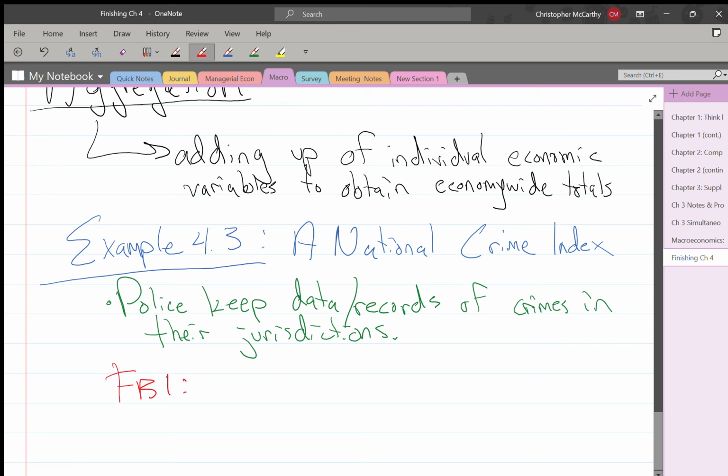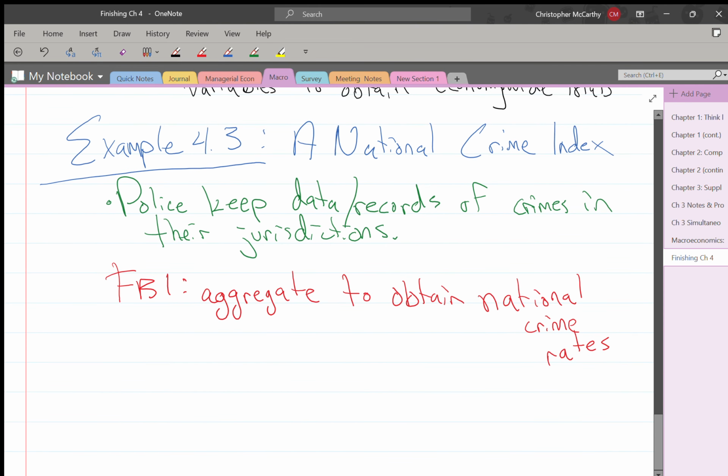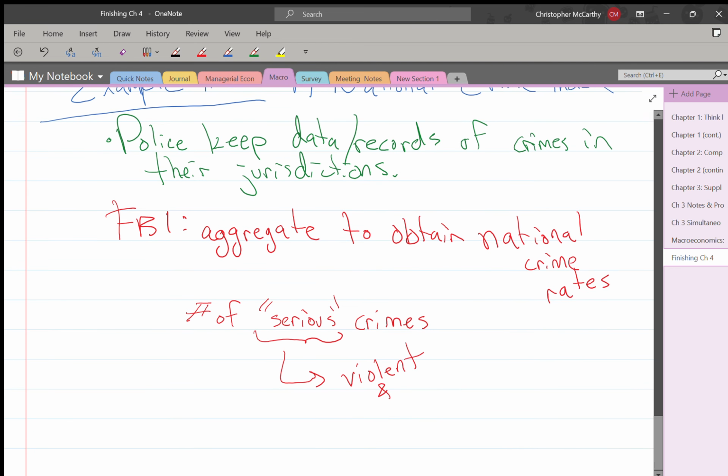all of these to obtain national crime rates. And so these are the number of serious crimes. They define serious crimes by both violent and by property crimes, right? So theft and breaking in and arson and things like that.